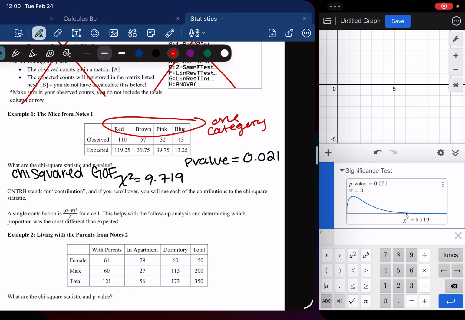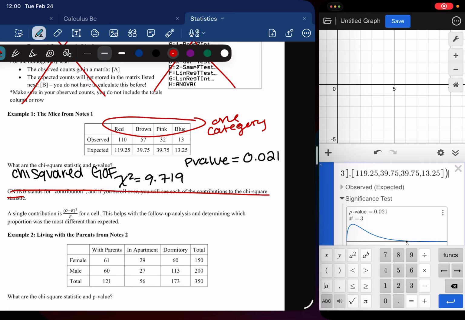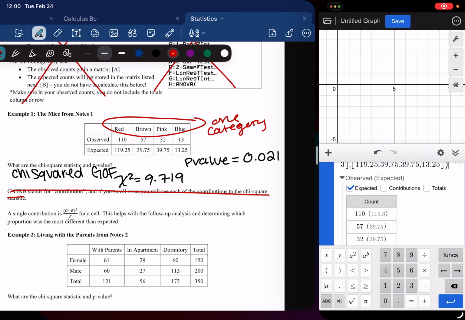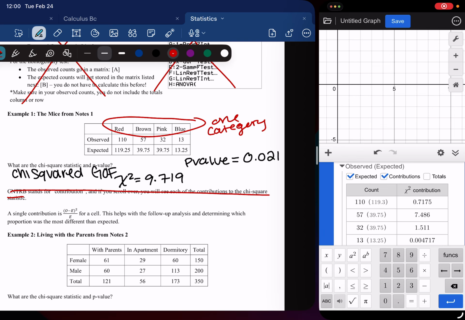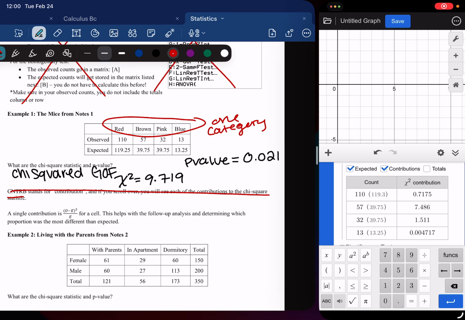Okay, right here, that next line under it, cross that out. That is talking about how to find contribution on the TI. On Desmos, if we just go to the top here, do you see where it says observed and then in parentheses it says expected? If you click on this drop down and put a check mark where it says contributions, it's going to open up another tab on our table and give us all the contributions for our data. What's important about these contributions is that if we add up all the contributions, we would get the chi-squared statistic.